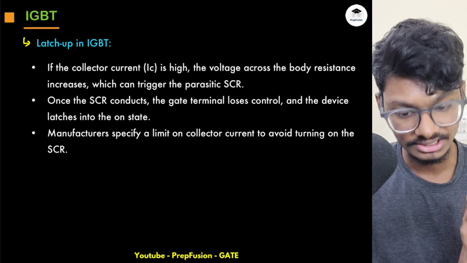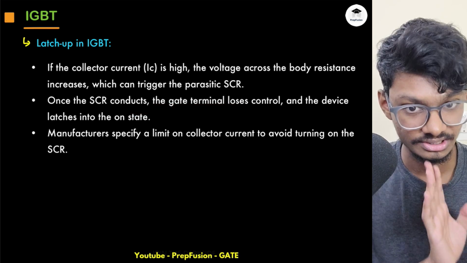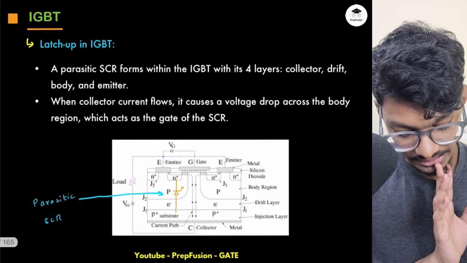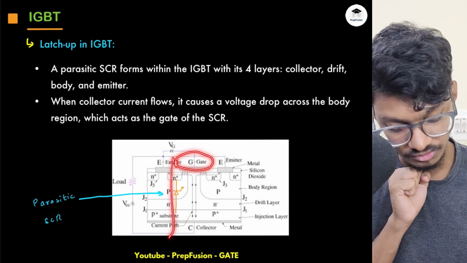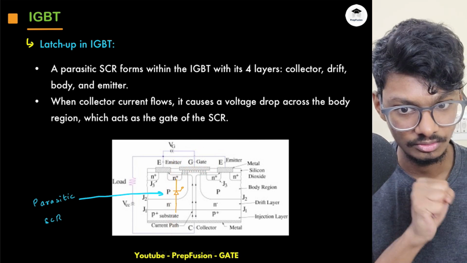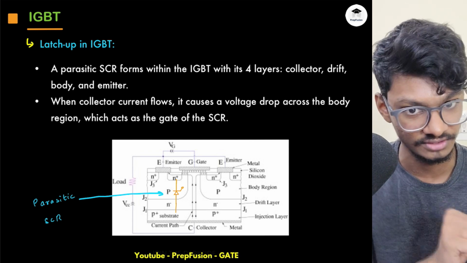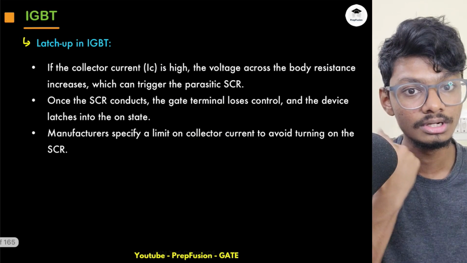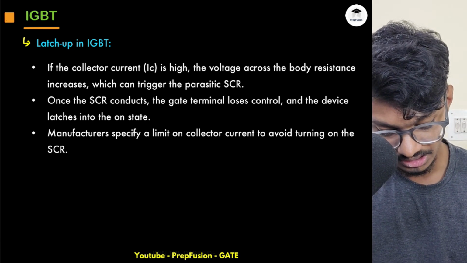Once the SCR conducts, the gate terminal loses control, right? So basically, I don't have the control anymore. If I remove the gate voltage, this will still be on. It latches up. It latches on to the on state. I cannot turn off the device. Due to this latch-up problem, this becomes a semi-controlled switch.